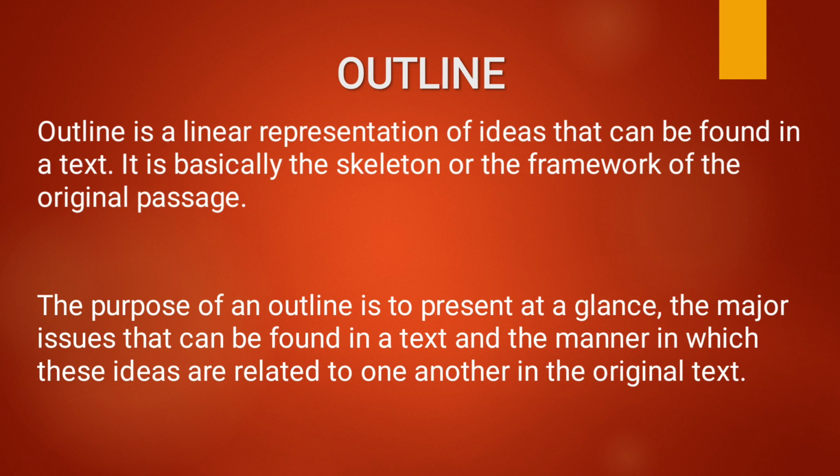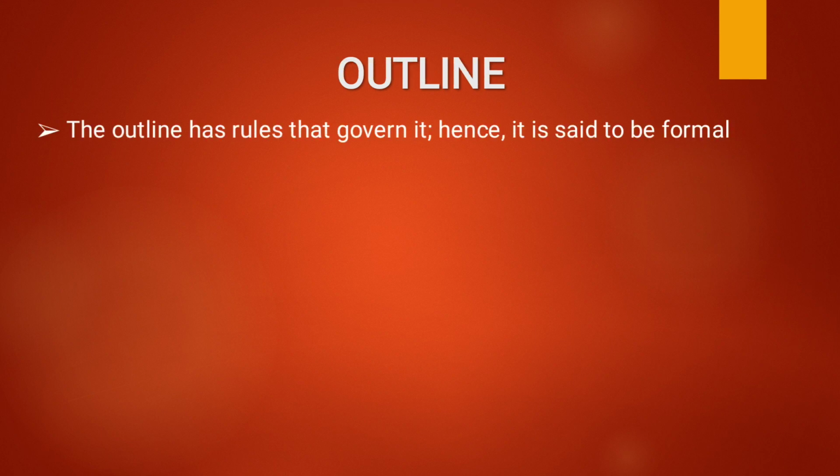Now, the outline has some rules that govern it. Hence, it is said to be formal. Because it has rules that govern it, that is why we are saying that it is formal. It also follows a form or a structure. It means that you can't write an outline anyhow. It follows specific rules and regulations.